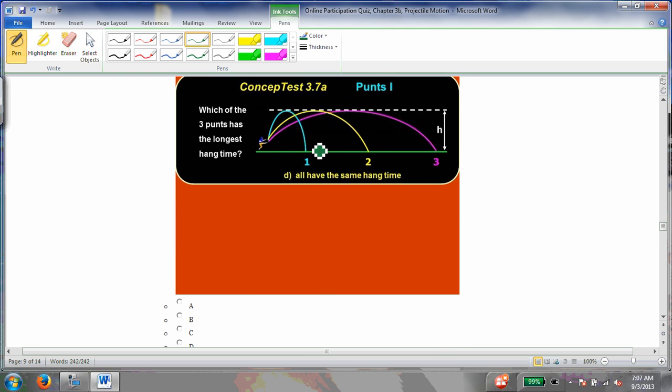Which of these punts has the longest hang time? Remember, the time in flight is governed by the height of the projectile. So in this case, they all have the same height. And since we use the y displacement to determine the time in flight, then they're all going to have the same hang time. So that's D.